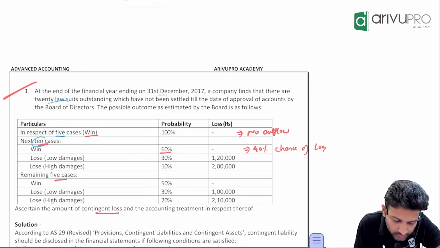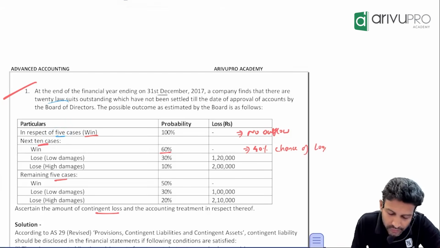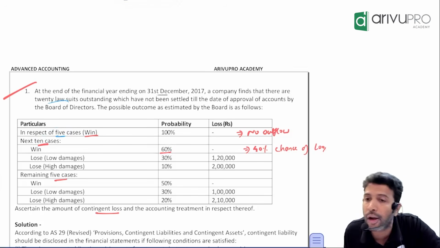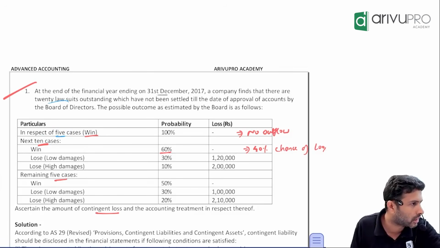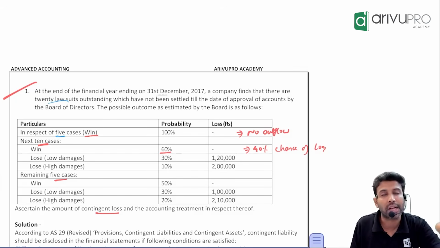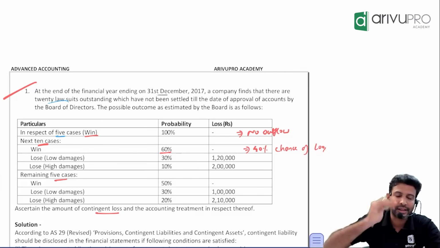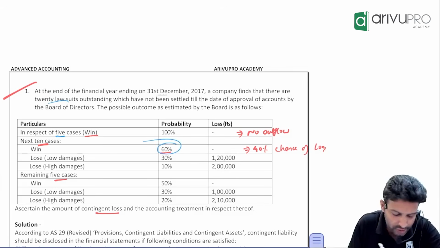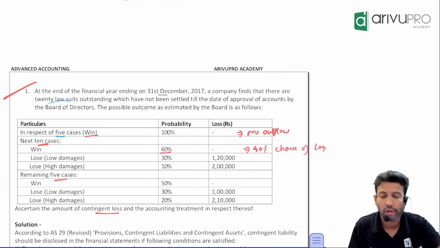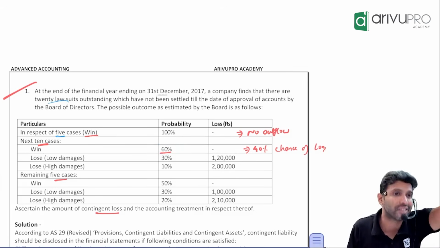Next, they are saying for the next 10 cases, we have a 60% probability of winning. One second. If there is a 60% probability of winning, how much chance of losing? Let's not use the word probability there. You may get confused with probable, possible. Okay. There is how much percentage chance of winning? 60%. So how much percentage chance of losing is there?